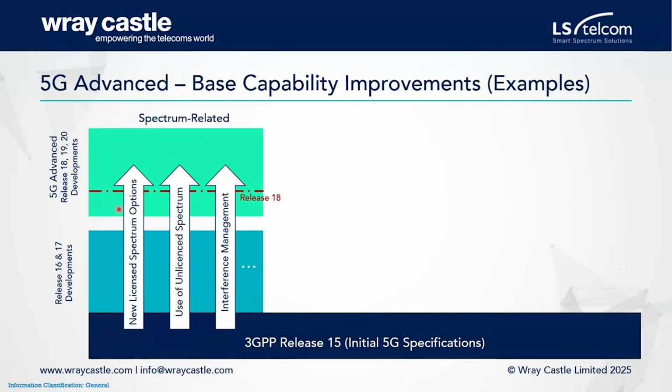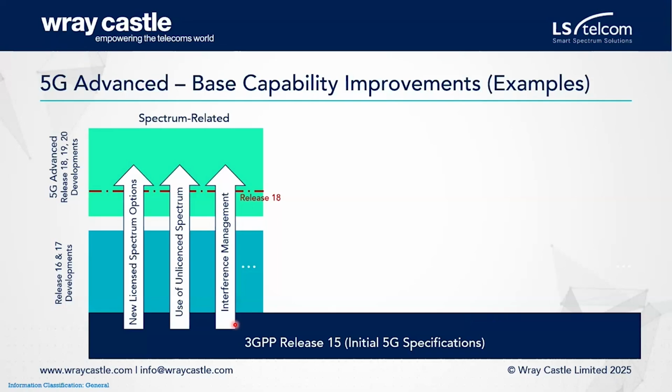What we've done is we've improved the system. So just taking spectrum related issues, we've got new license spectrum options introduced throughout those different documents. We've got use of unlicensed spectrum, which is some really good use cases there. We've got interference management, which has been really beefed up since the initial release 15 documents. Now, some of this may mean something to you. Some of it is more specific to the radio engineers, for example.